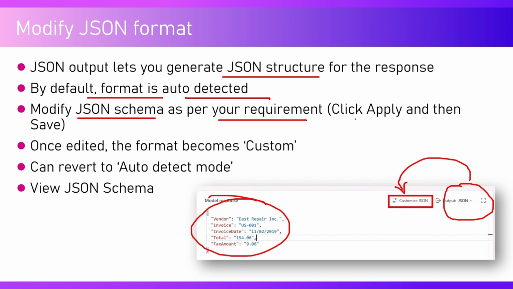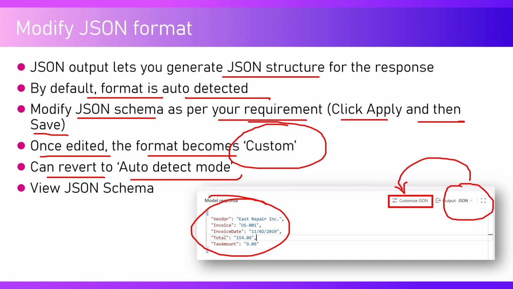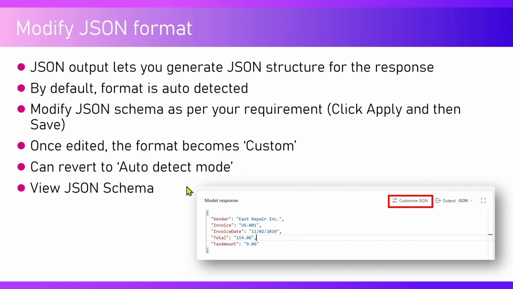But remember, you need to click apply and then save, which I'm going to show you while demonstrating. Once you edit the JSON, the format turns into custom format. So it is not an auto detected format, it becomes a custom format. You have an option to revert back to auto detect mode as well. You can also view the JSON schema. All of this I'm going to demonstrate to you.